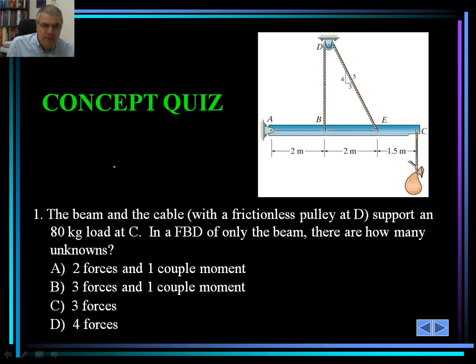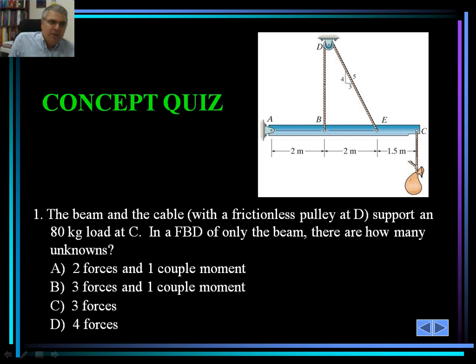Now, are you ready for a concept quiz? Let's go over this concept quiz together, and hopefully that helps us clarify what we have covered so far. The beam and the cable with a frictionless pulley at D support an 80 kilogram load at C. In a free body diagram of only the beam, how many unknowns are there? Remember, the free body diagram of only the beam. We need to identify them.